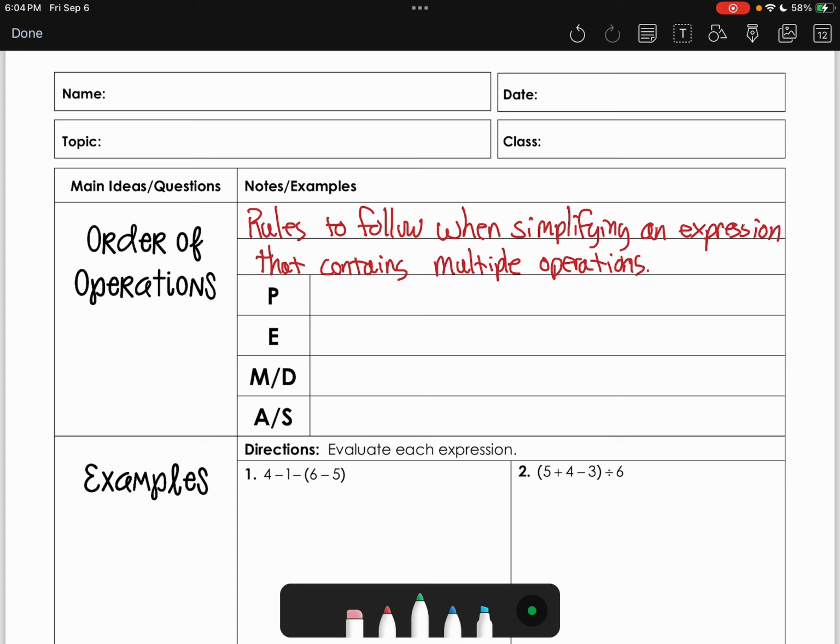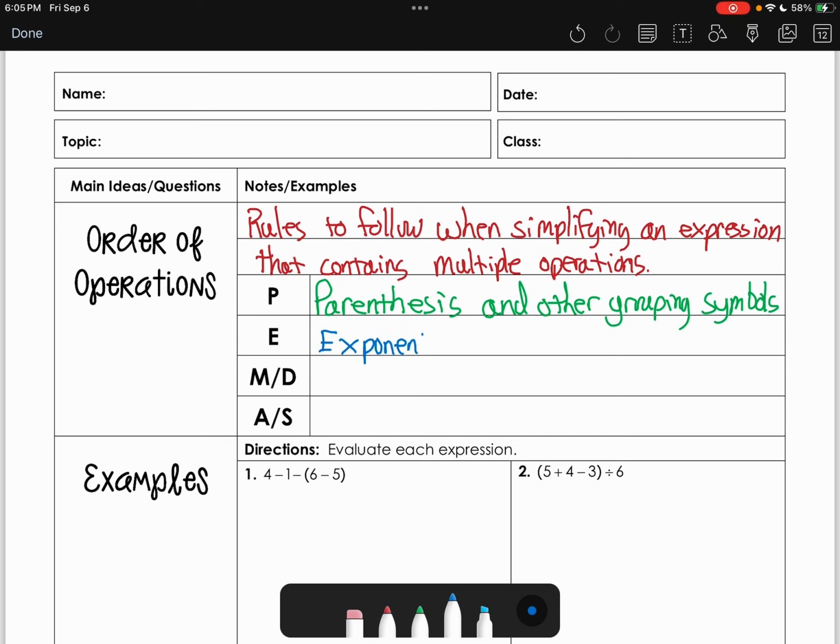All right, our first one is P, and I think all of you know it stands for, let me actually write that properly, parentheses and other grouping symbols. Examples of those are things like brackets, but we're not going to get into those today. So let's go ahead. Let's talk about exponents. That's E. And those would be the next thing we're going to look for.